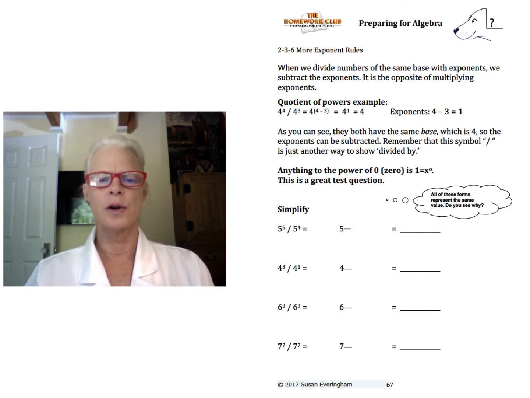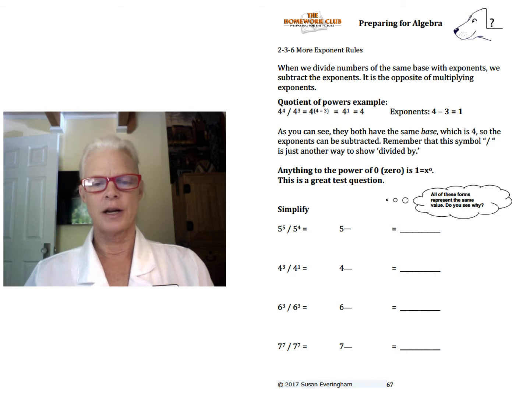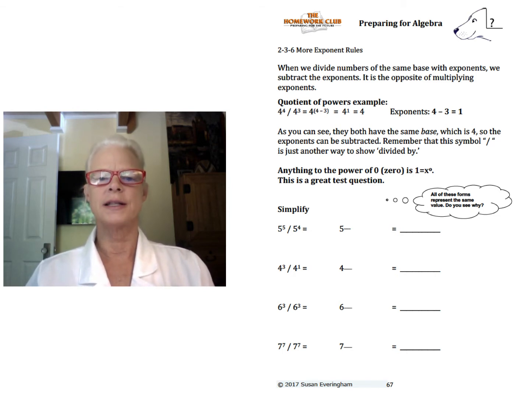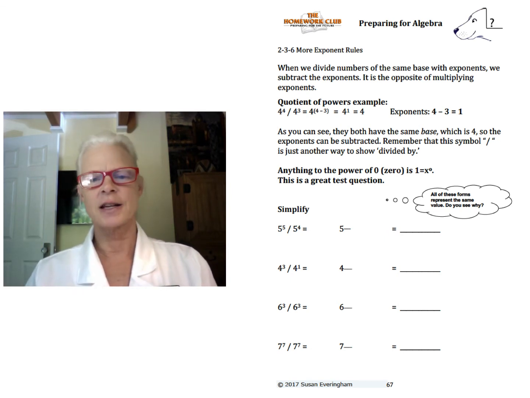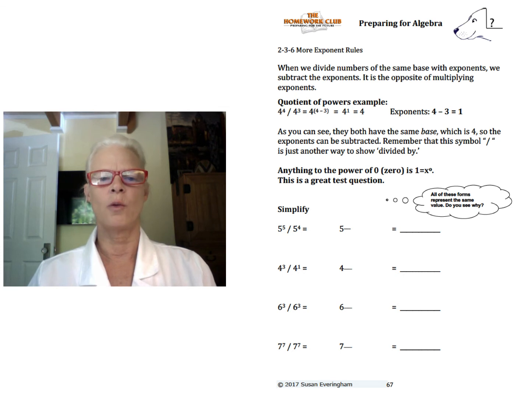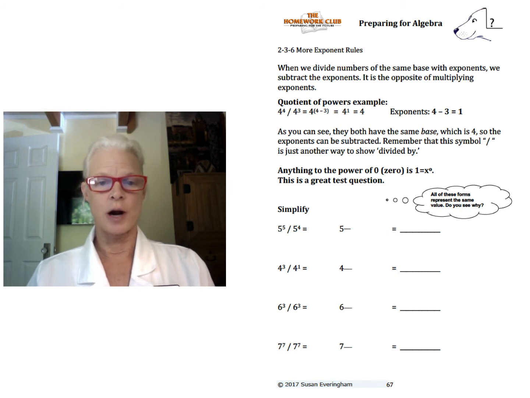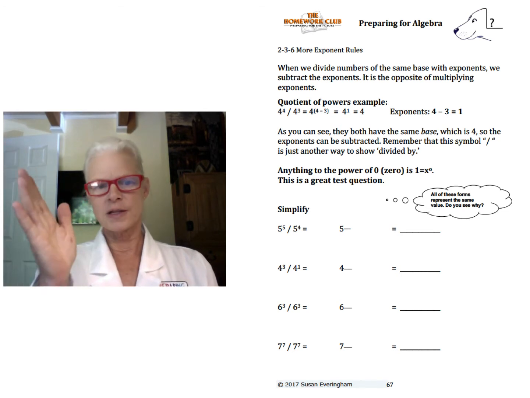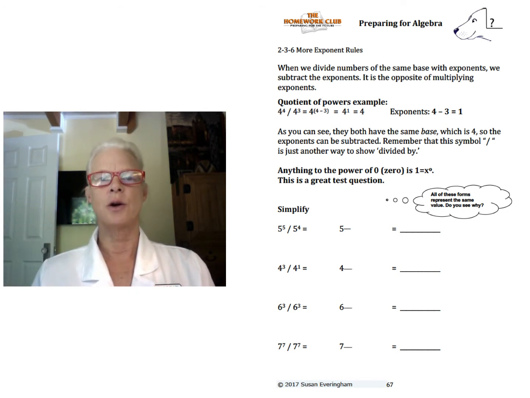So in this case, 4 to the 4th divided by 4 to the 3rd gives you 4 to the 4 minus 3, which is 4 to the 1st power. First powers are always the same number, 4, because there's only one 4, right? So the exponents 4 minus 3 will equal 1. As you can see, they both have the same base, which is 4, so the exponents can be subtracted. Remember that the / symbol is just another way to show divided by.